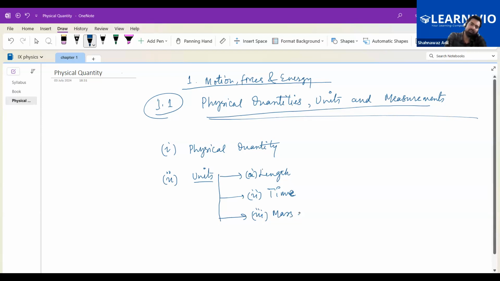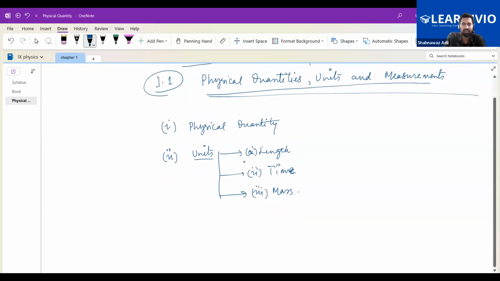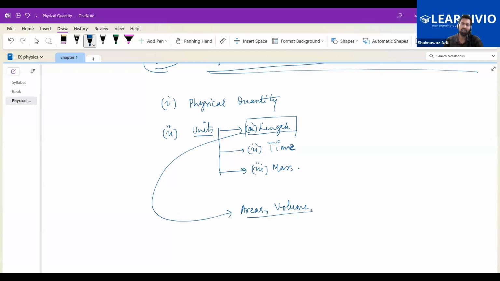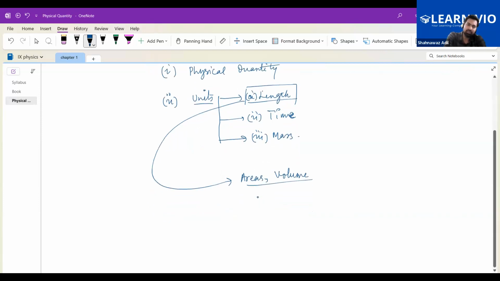And then we will be talking about different kinds of shapes, right? Different kinds of geometrical areas, volumes, and all those things. So in this length part, we will also be talking about areas and volume. What is the area of different kinds of shapes? What is the volume of different kinds of shapes? And what is the unit for that? Right. And then we will be talking about representation of these physical quantities.